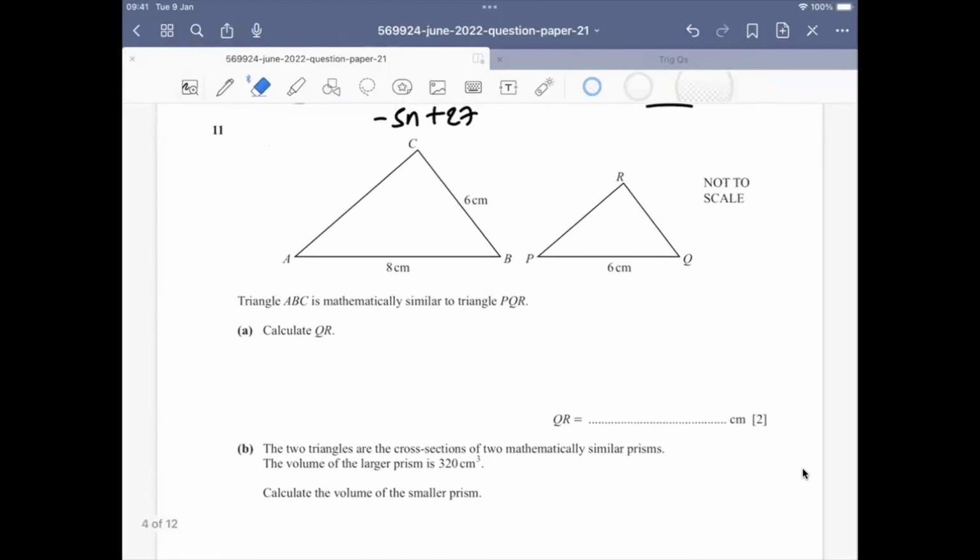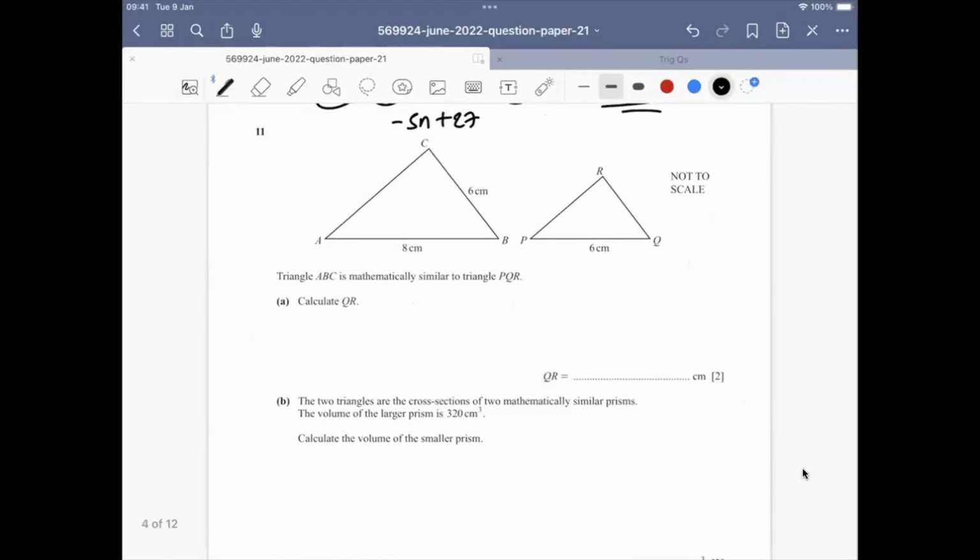Perfect. I don't want this to drag on too long, so let's make this our last question. Triangle ABC is mathematically similar to triangle PQR. Calculate QR. So QR is this length here.